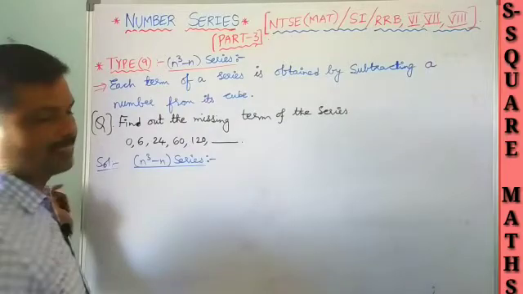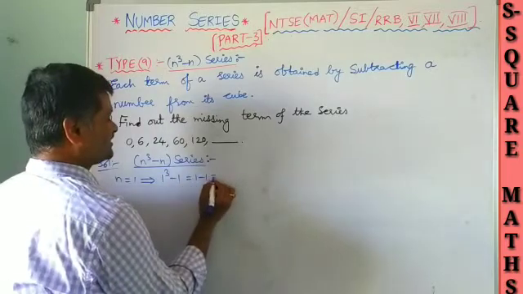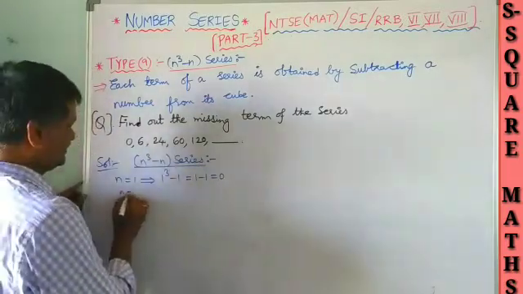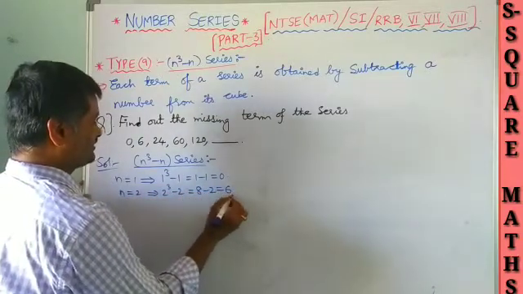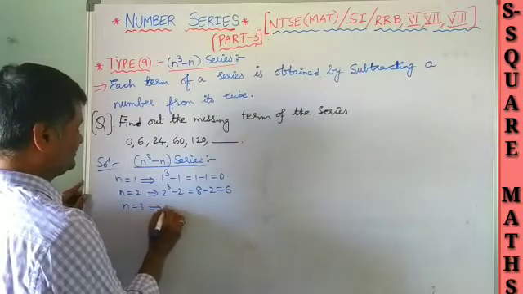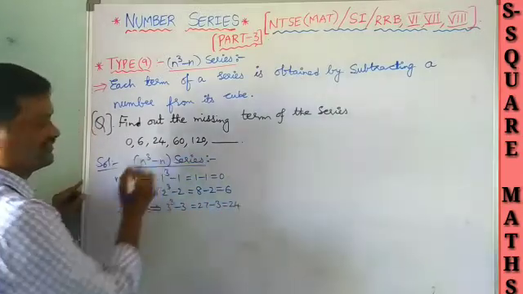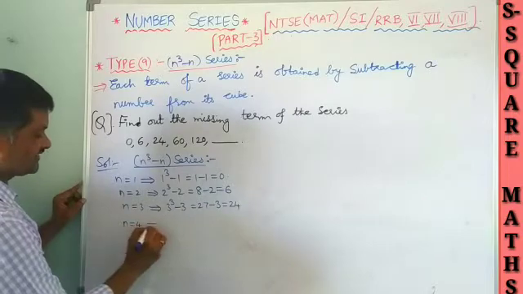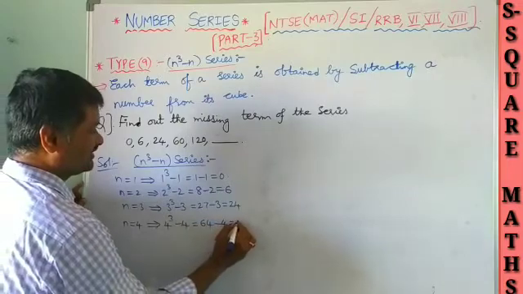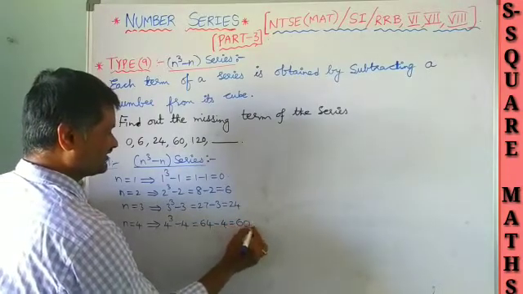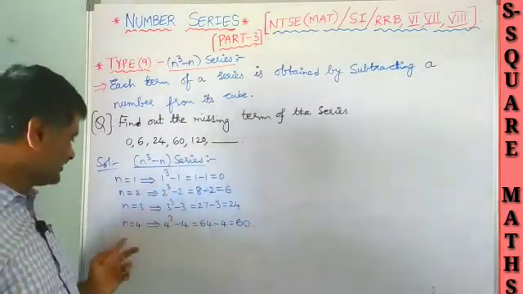Now n is equal to 1. 1 cube minus 1, 1 minus 1 is 0. So we got our first term. So n is equal to 2. 2 cube minus 2, 8 minus 2 is 6. Next, n is equal to 3. 3 cube minus 3, 27 minus 3, nothing but 24. Again we got it. So n is equal to 4 next. 4 cube minus 4, 64 minus 4, here it is 60.